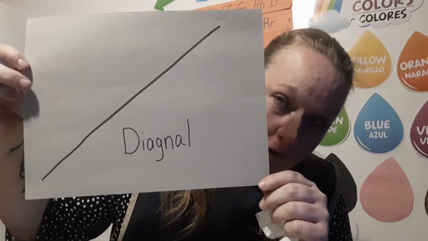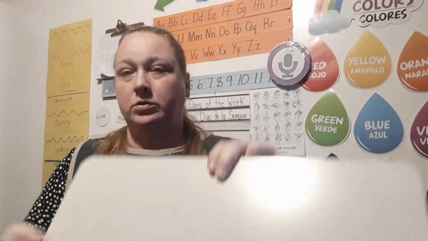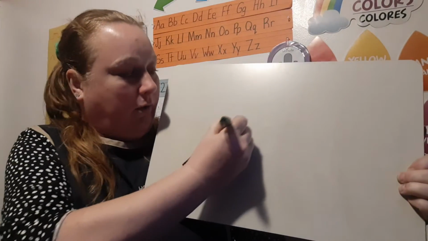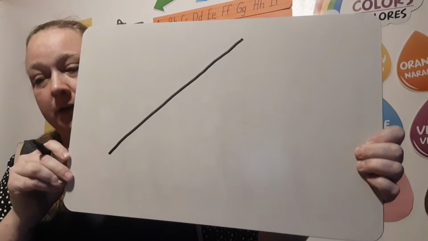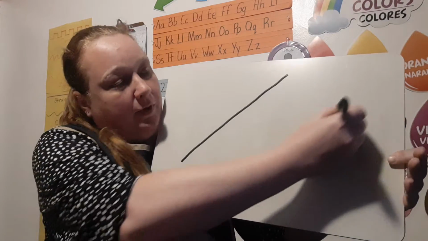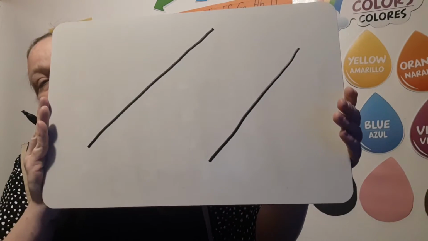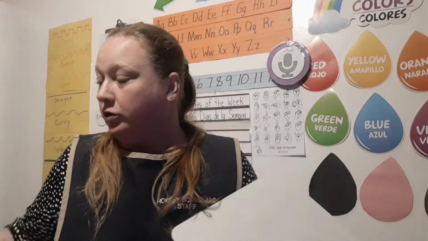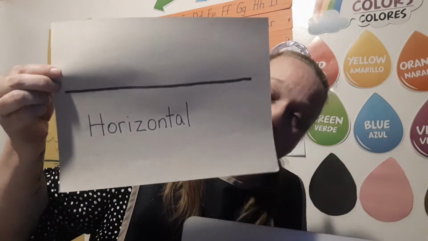Our first line that we're going to work on today is a diagonal line. Start at the bottom, and you're going to go up on a slant, just like that. Let's try that again. Start at the bottom and go up on a slant, and that's how you would make a diagonal line. And we did diagonal lines when we made the letter X in the video that I made with our writing.